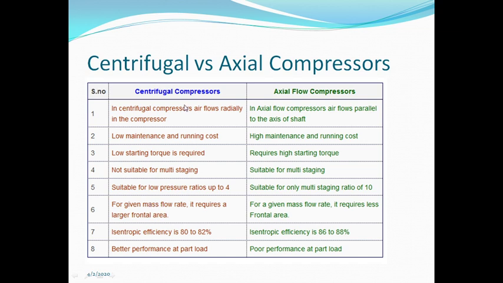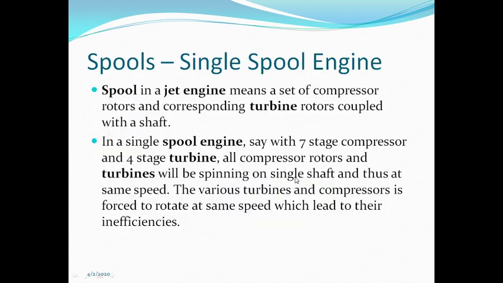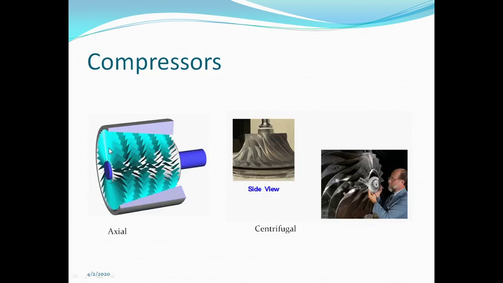Here you can see, even though it is mentioned as not suitable for multi-staging, if it is required, then what we do is, we change the direction of the exit of the centrifugal first stage, then we make it axial and it goes to the next compressor. But as mentioned, it is rare. Generally, we use single stage centrifugal compressors. It's not so favorable for multi-staging. But whereas the axial flow, it's really good for multi-staging that you have seen here. Here, this is the multi-stage.